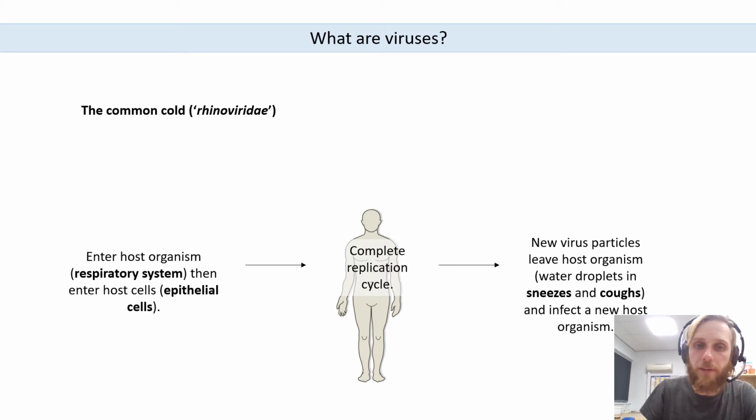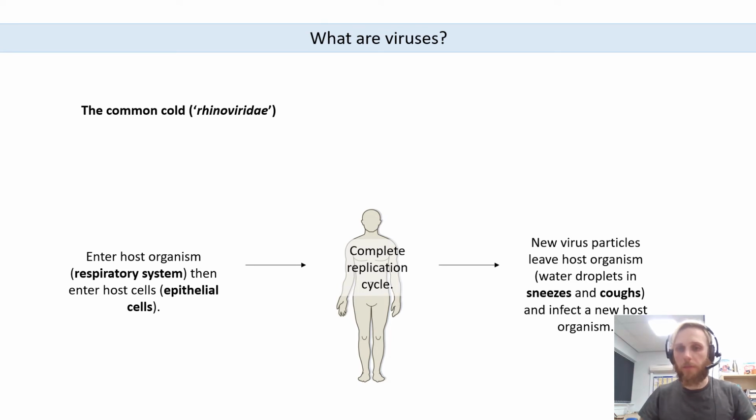But what we have here is the generic cycle for rhinoviridae when it causes the common cold. So it enters the host organism through the respiratory system, so through the mouth and nose. Then it enters into host cells, epithelial cells, and then once it's in the epithelial cells, it completes its replication cycle. And by completing this replication cycle, it's producing huge numbers of copies of itself. So it's producing huge numbers of progeny. These progeny are released from the infected cells.